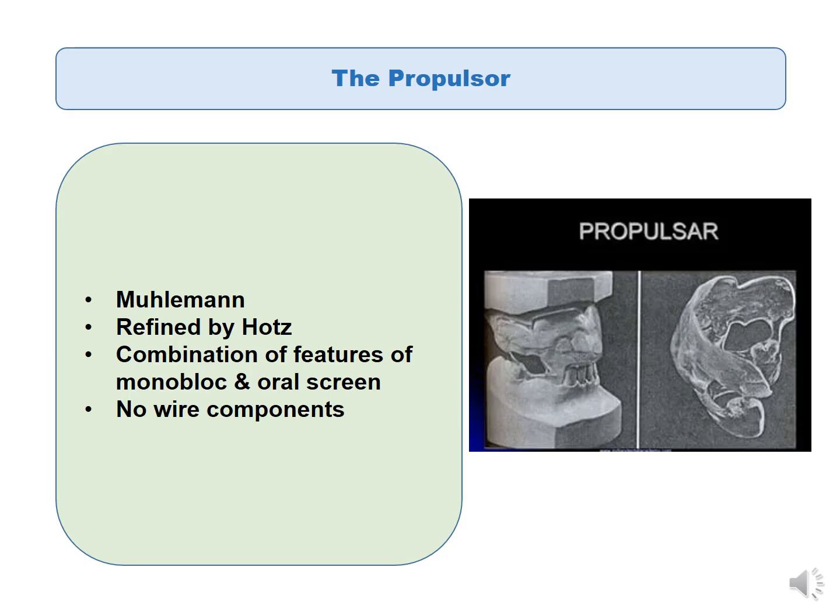Yet another modification is known as the propulsor. This was introduced by Muhlemann and refined by Hodge. It is a combination of features of a monoblock and an oral screen, and this modification has no wire components at all.